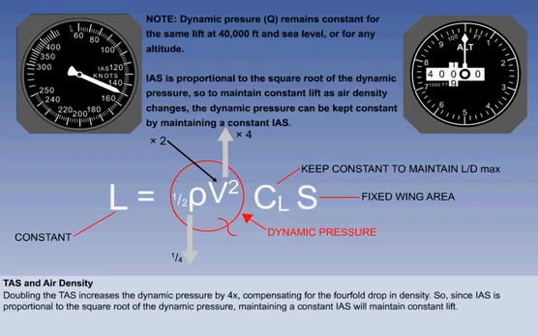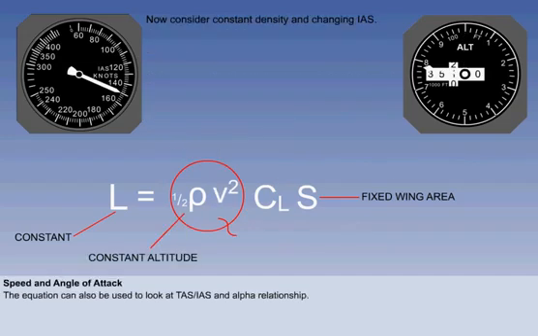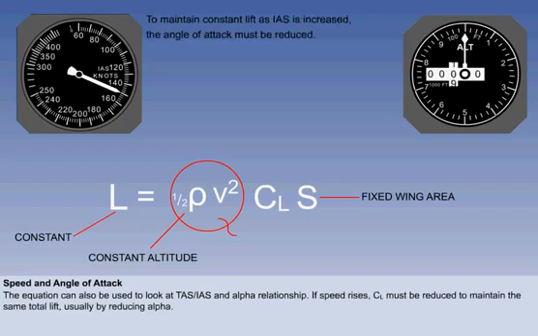So, since IAS is proportional to the square root of the dynamic pressure, maintaining a constant IAS will maintain constant lift. The lift formula can also be used to look at the relationship between speed and angle of attack at a constant altitude. As before, if one element of the equation is increased, another must be reduced. As speed rises, the CL must be reduced to maintain the same total lift, normally by reducing the angle of attack.